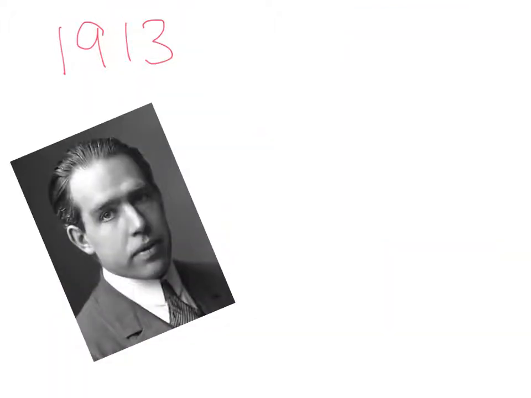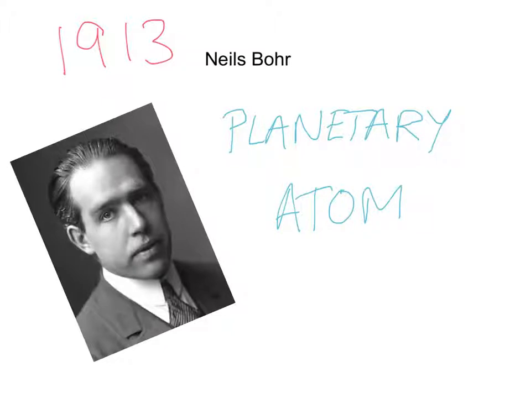In 1913, the Danish physicist Niels Bohr altered Rutherford's model to allow electrons to follow only certain paths. Otherwise, he argued that electrons would spiral into the nucleus. This was the planetary atom, in which electrons orbited a central nuclear sun in shells.